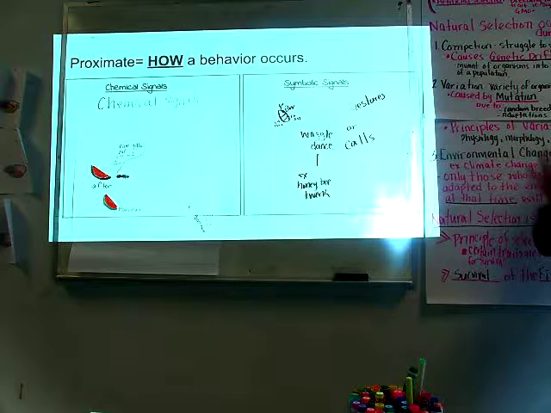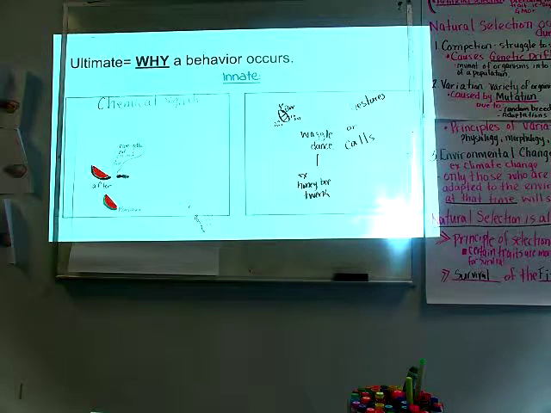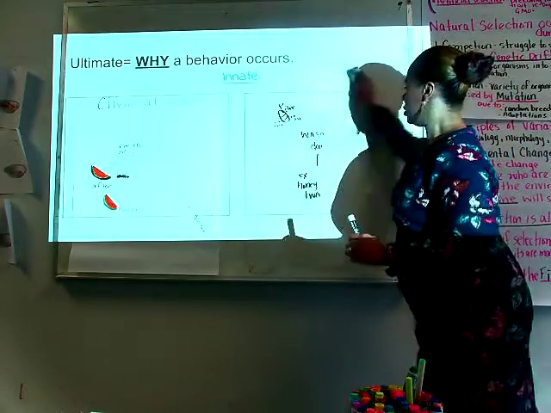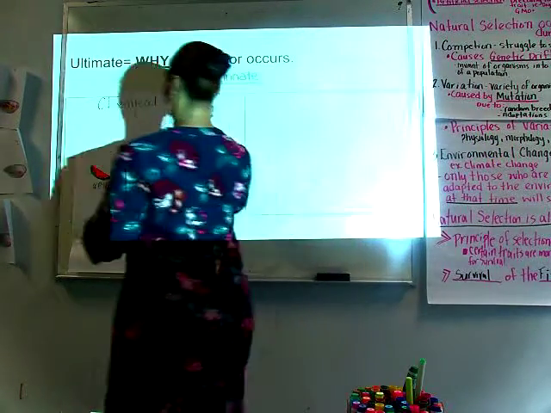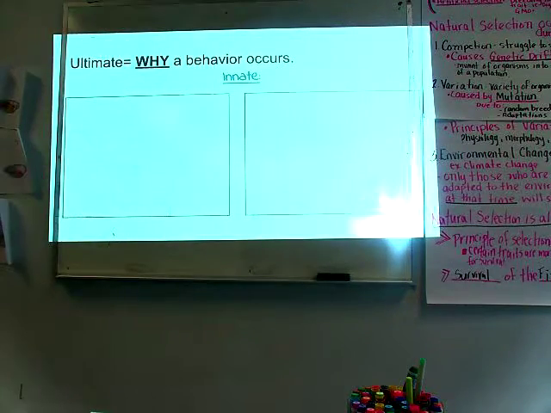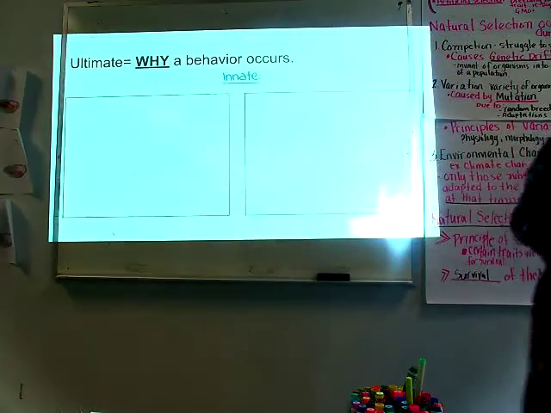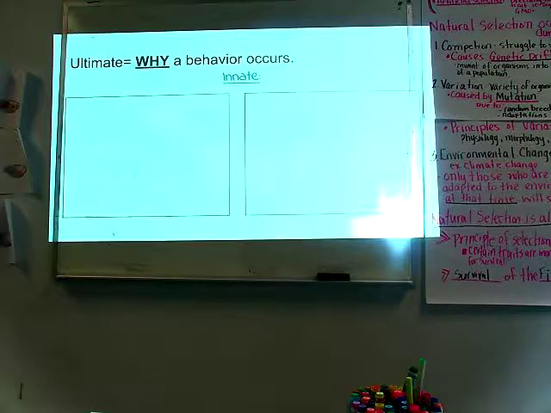Yeah. All right, so then let's talk about the ultimate behavior. Ultimate behavior is the why the behavior is happening. We talked about how. Tell me again how animals behave. Chemical signals. What else? Symbolic signals. How we behave is called what type of behavior? Proximate. Look at your notes. It's called the proximate behavior. The ultimate behavior means the ultimate reason why we behave.